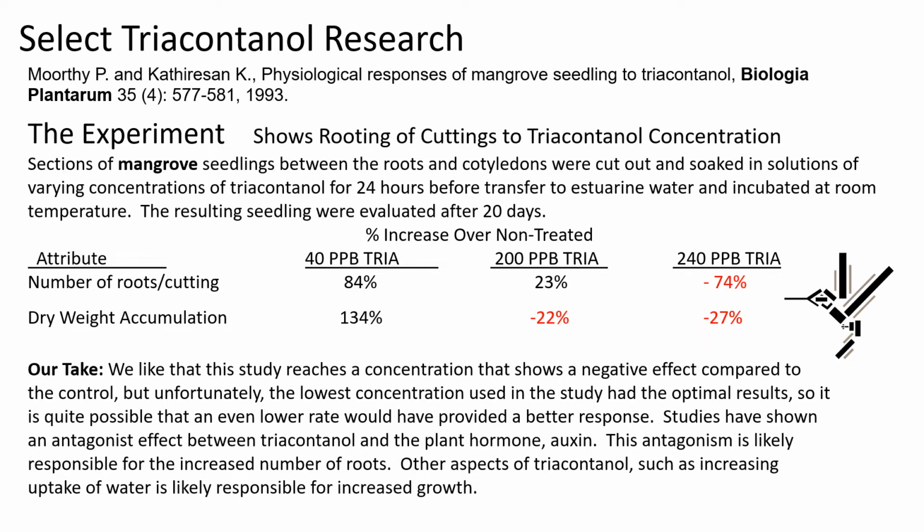So 40 parts per billion in the study was the optimum range, but they did not go any lower than that. So the optimum could actually be 20 parts per billion or 5 parts per billion. We don't know, but they did get very good results at 40 parts per billion. So if you're going to experiment with using this on cuttings, I'd go with 40 parts per billion or less.